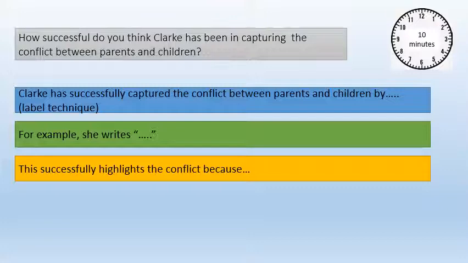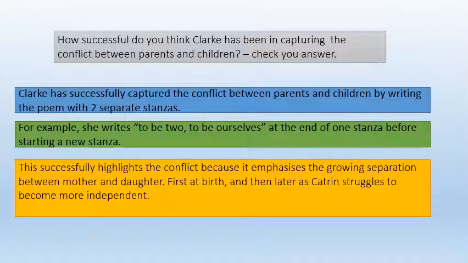How successful do you think Clarke has been in capturing the conflict between parents and children? Here we are. It's a PEE paragraph again. Clarke has successfully captured the conflict between parents and children by what technique? Is it a metaphor or a simile, or is it using the past tense or the present tense, or a controversial choice of adjective? For example, she writes, quote, this successfully highlights the conflict because. So you've got some sentence starters there. And here's one I've done for you. Obviously, I don't want to see this one written up and sent to me.